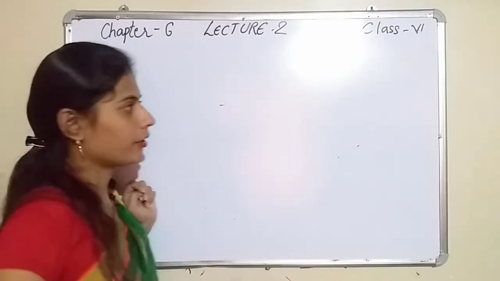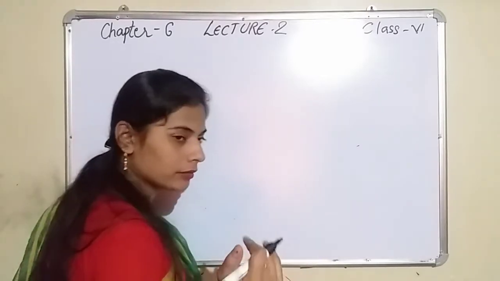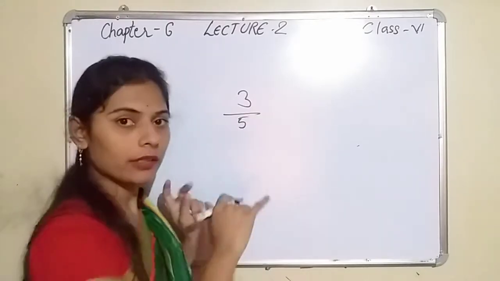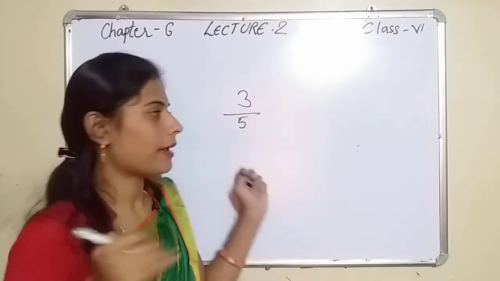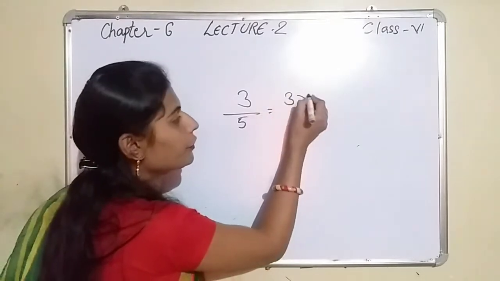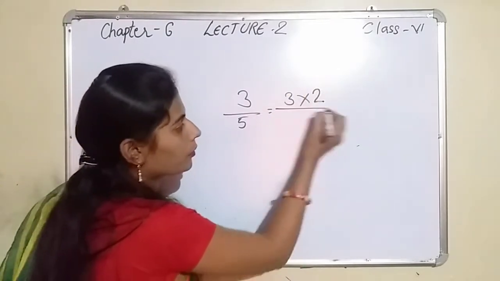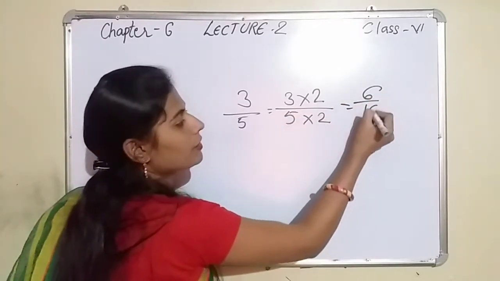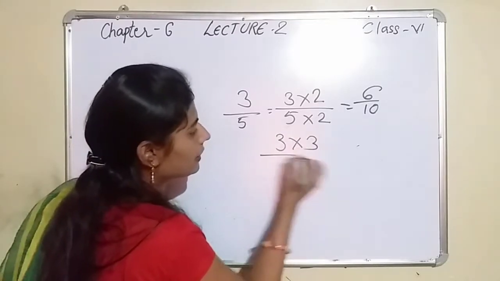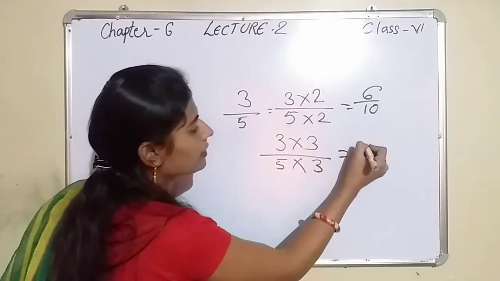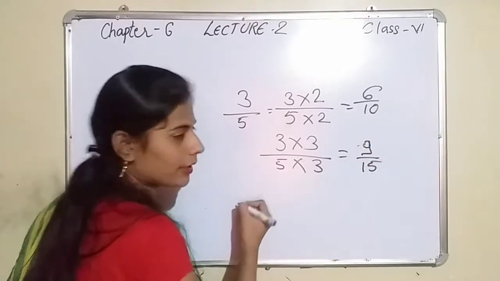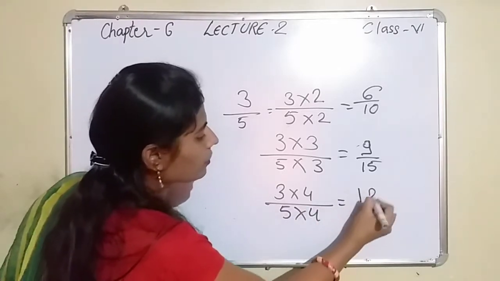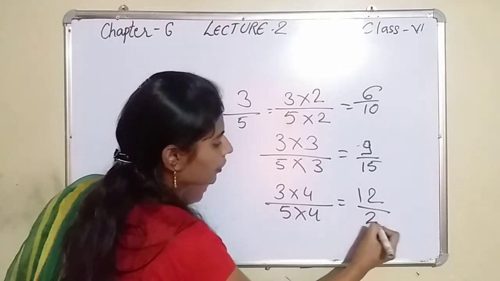See, one more example I will tell you. If you have to find the equivalent fraction of 3 by 5, what are the next 4 equivalent fractions of 3 by 5? First of all, you have to multiply 3 by 2, and here also 5 by 2, that is 3 twos are 6, 5 twos are 10. Now 3 multiplied by 3 and 5 multiplied by 3, that is 3 threes are 9 and 5 threes are 15. 3 multiplied by 4 and 5 multiplied by 4, you got 12 by 20.